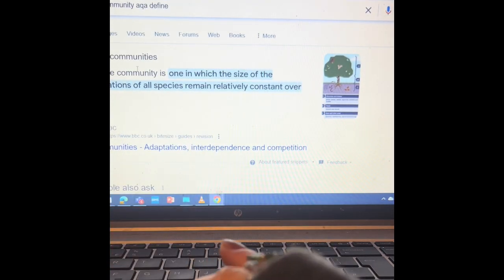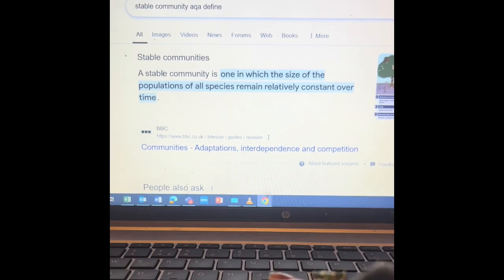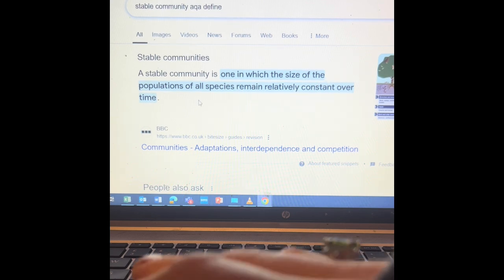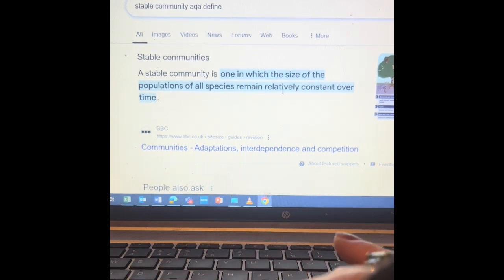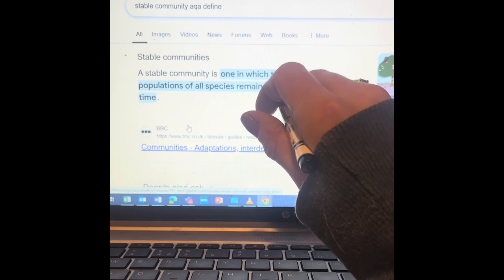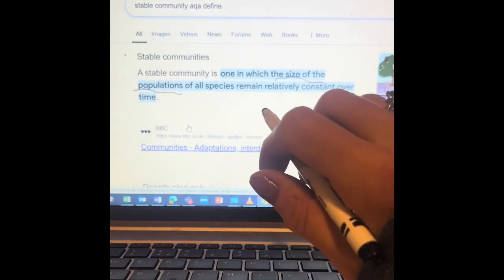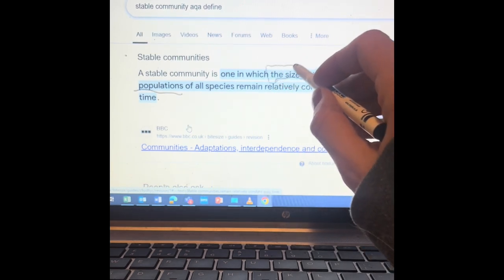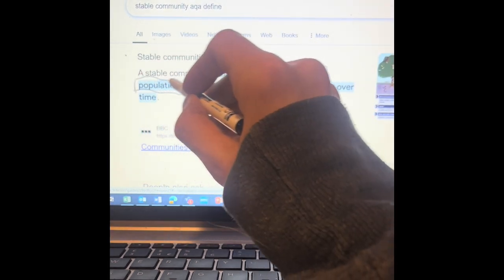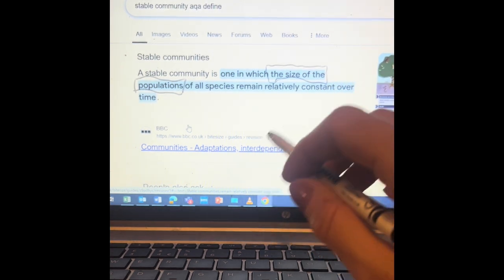So when you have a look at the actual definition that I'm putting here, I think it's a bit complex. A stable community is one in which the size of the populations of all species remains relatively constant over time. So I'm just going to circle the key bits that you need to remember. Size of the populations. So what we're talking about there, the example given was like 7 fish, right? So if we're talking about the number of trees, again, relatively constant.